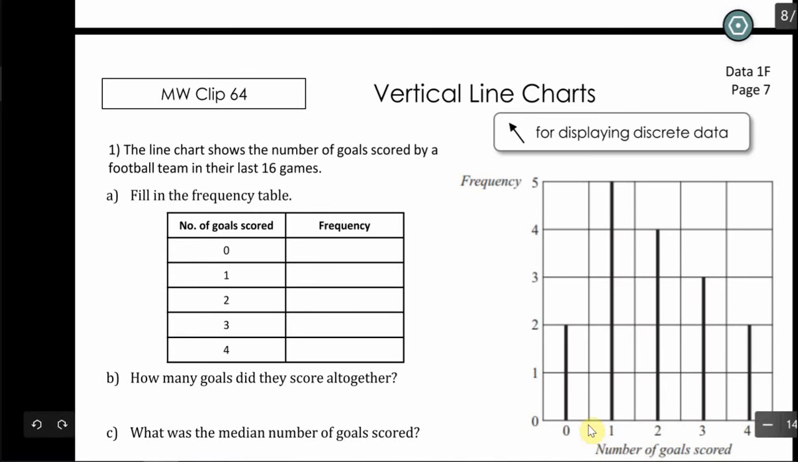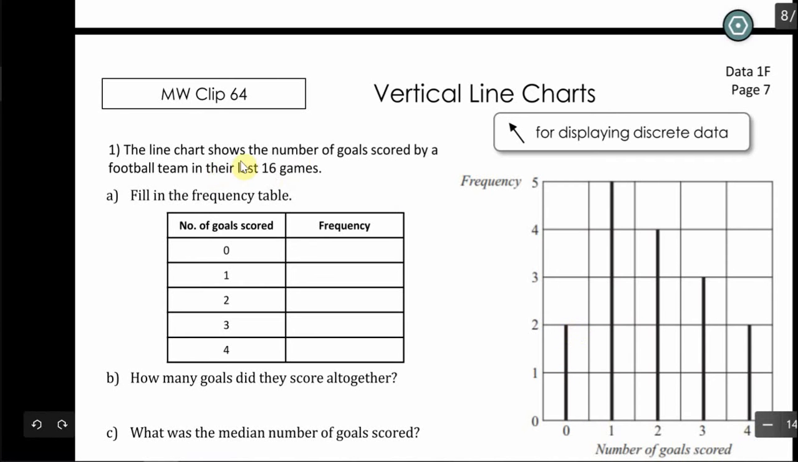So they're just like bar charts in that they have to be separated, they can't be touching. In fact, they're exactly like bar charts. The only difference is they're just a line rather than a bar. So they're actually much easier to draw as well, and there's less chance of you getting them confused with the other type of chart, which we'll see later on.